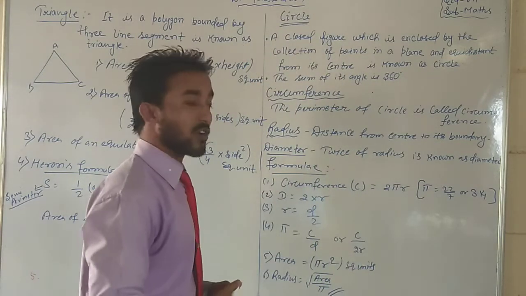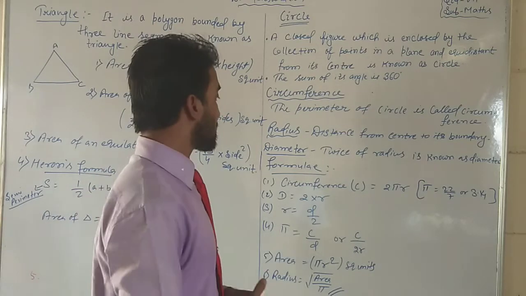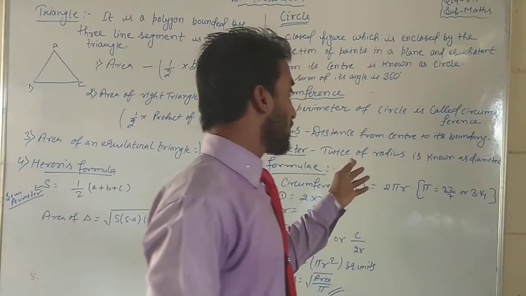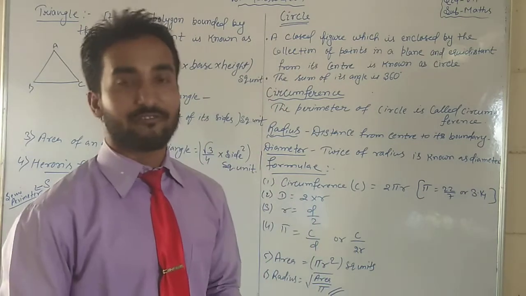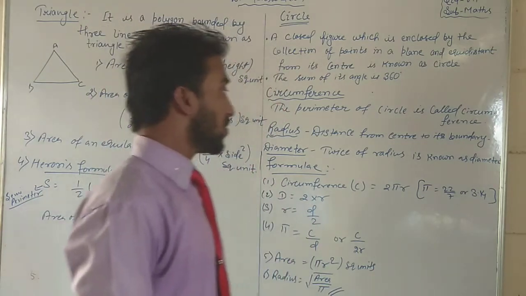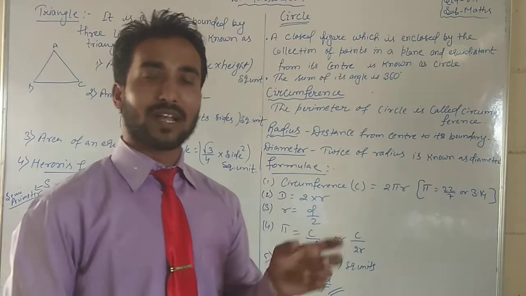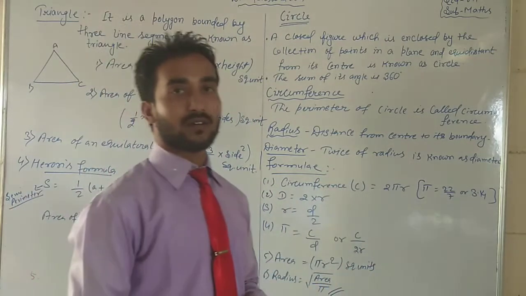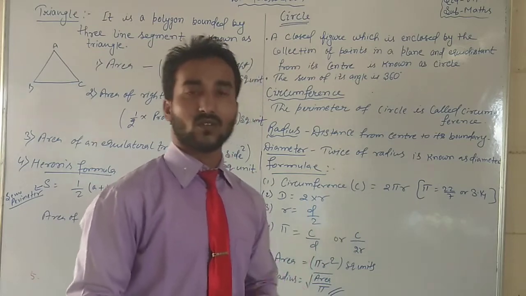What is the formula to find the circumference of a circle? Simple, circumference of a circle is equal to 2 pi r. Sometimes we put the value of pi as 22 by 7 or 3.142. If 3.14 is given somewhere in the question, apply pi equal to 3.14. Otherwise you can put the value 22 by 7 and go ahead.